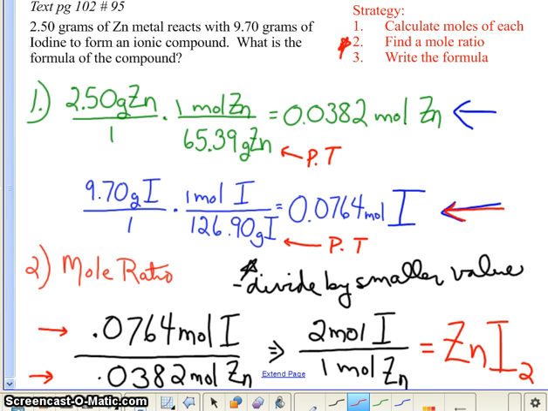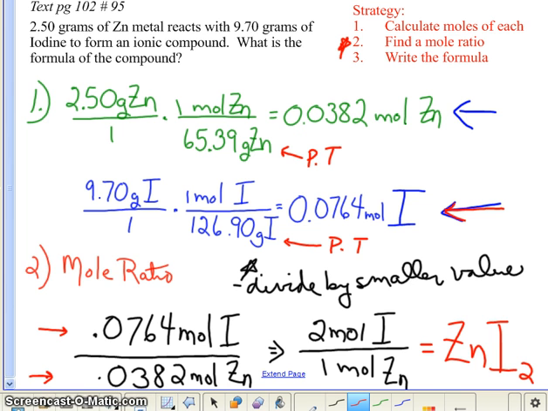And you might say, well, why do we put the zinc first? Well, that goes back to formula writing. Put the metal ion, positive ion first, followed by the iodine. 2 iodine, 1 zinc, zinc iodide.